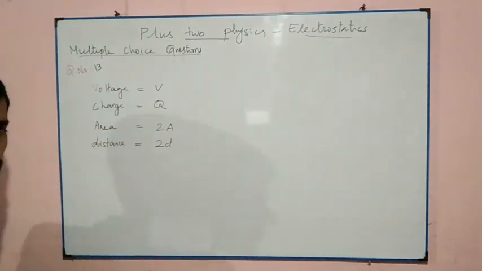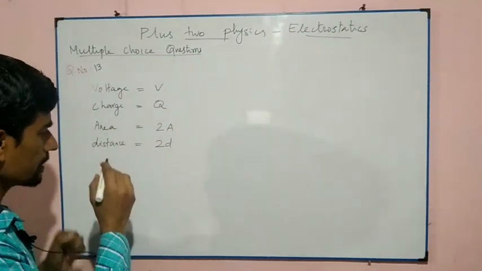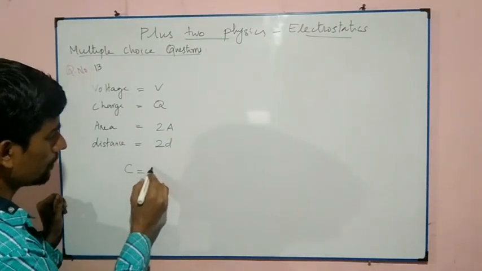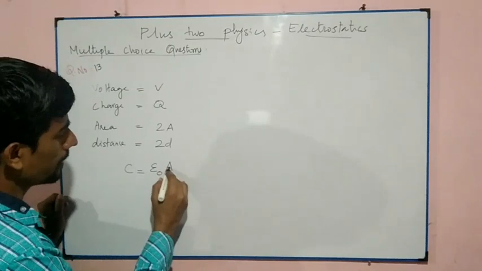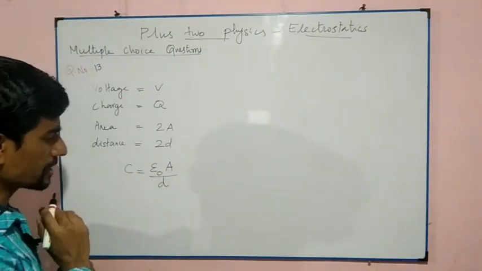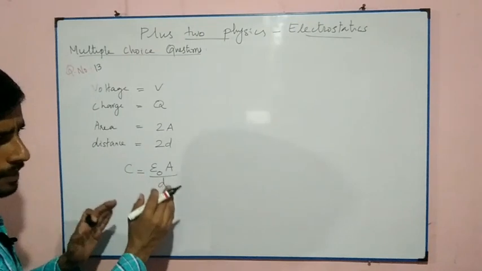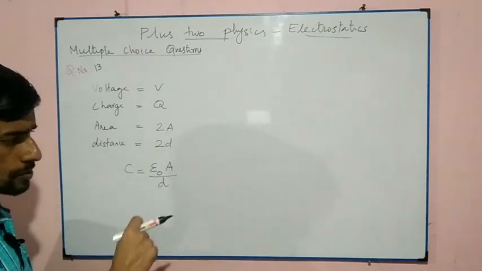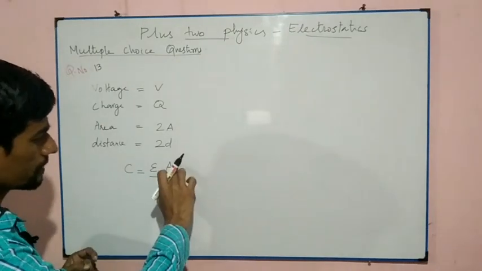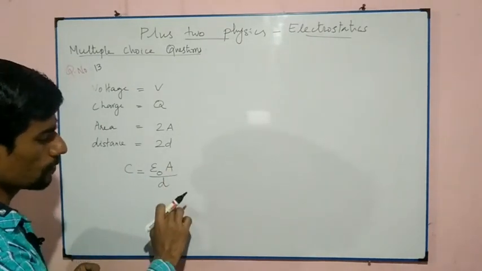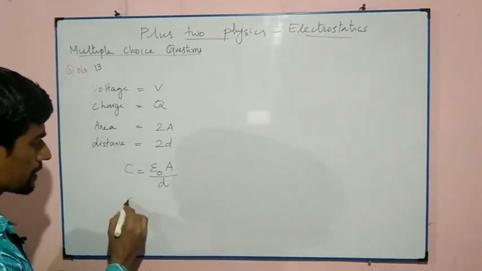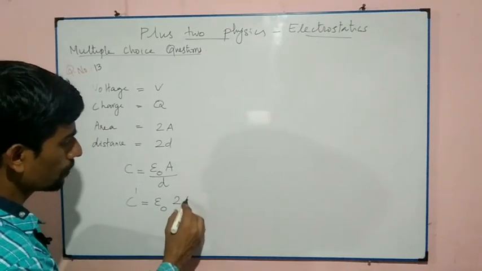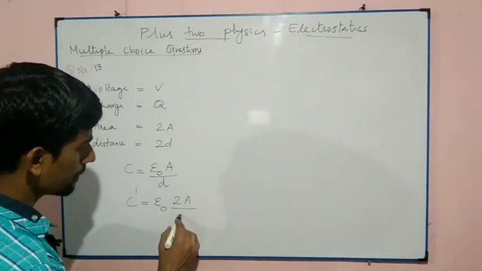So that is 2D. So according to the expression for capacitance of a parallel plate capacitor, C is equal to epsilon naught A divided by D. This is the expression for capacitance of a parallel plate capacitor. So in this question, the area as well as the distance between the two plates is doubled. So the new capacitance will be C dash is equal to epsilon naught 2A divided by 2D.